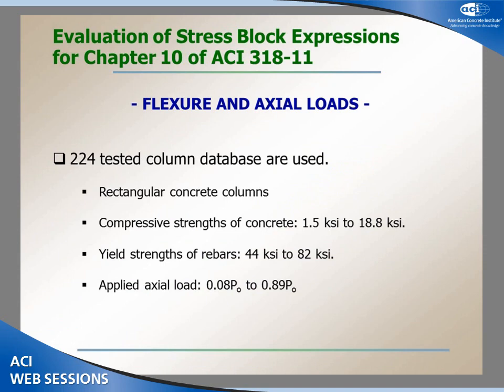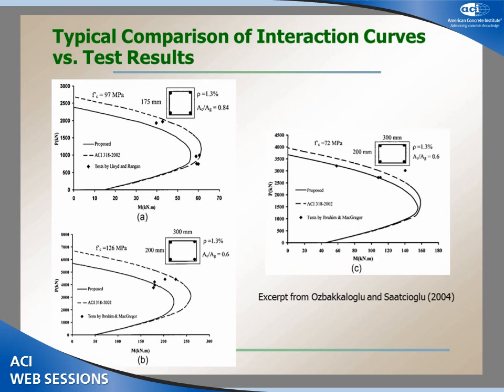So we first look at the influence of different stress block parameters in the context of Chapter 10 in ACI 318. For this purpose, we use a database of 224 columns. They are all rectangular concrete columns, and if you look at the ranges of the parameters, such as concrete strength, rebar strength, and applied axial loads, we can see that this is a comprehensive database for evaluating the behavior of columns.